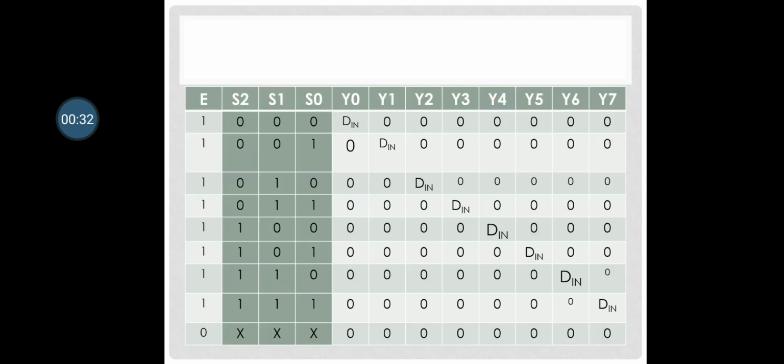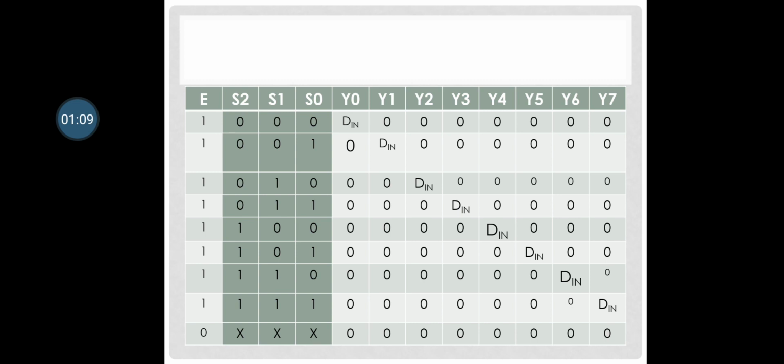So this is the truth table of the 1:8 demultiplexer, and as you can see, when the select line is 0, 0, 0, out of 8 outputs, data will be present in Y0 and the Y1, Y2, Y3, Y4, Y5, Y6, Y7 outputs will be 0. So the concept is, depending upon the select lines, data will be moved to any one of the outputs.